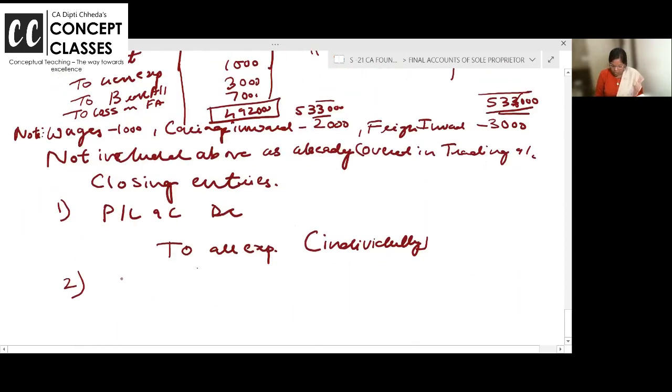Now, all income debit. What is the nature of income? Discount received, dividend received, commission received, brokerage received: credit. So debit them and credit P&L account individually. ठीक है?